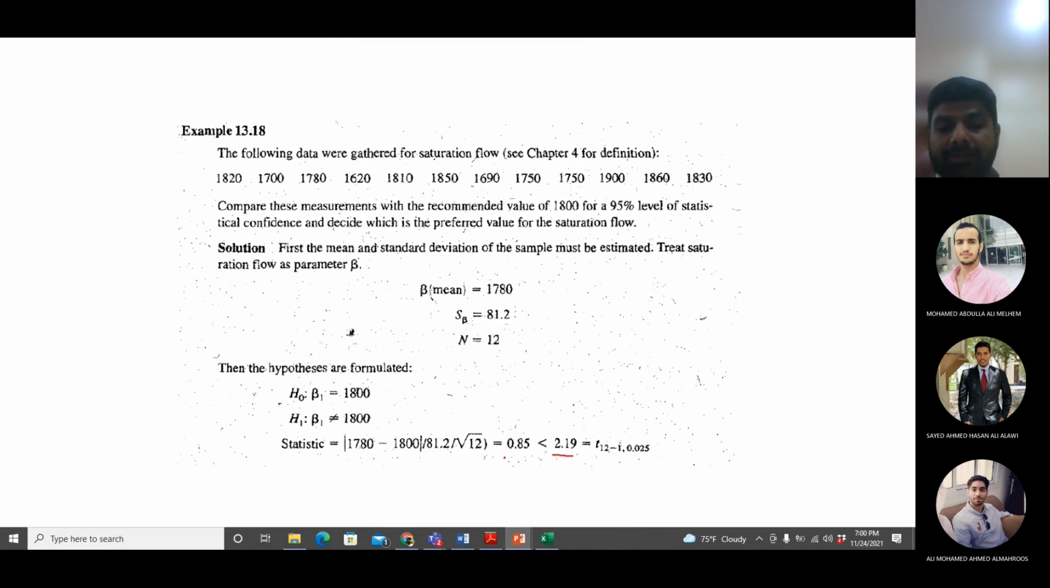The t statistic which you have calculated is less than the t which you are getting from the table. So this means that your null hypothesis is true. Whenever the calculated t statistic is less than the t from the table, that means the null hypothesis is true. So the mean is almost equal to 1800. The saturation flow rate is statistically equal to 1800.